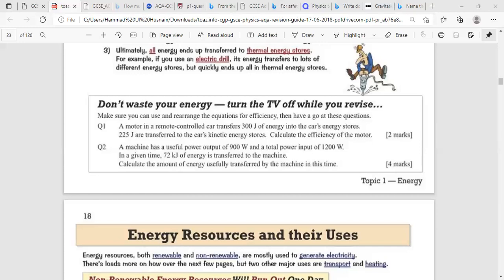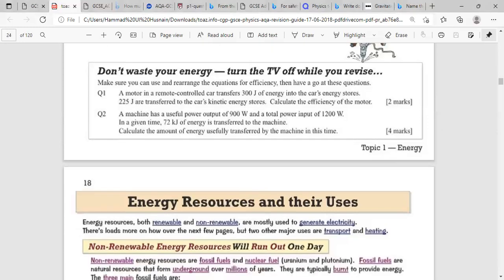Yeah, so what I got, I did 225 divided by 300. That gives me 0.75. And I did 0.75 times 100 to get it to percentage. That gave me 75%. Exactly, that was the right answer. So it means that the concept of efficiency is clear to you.